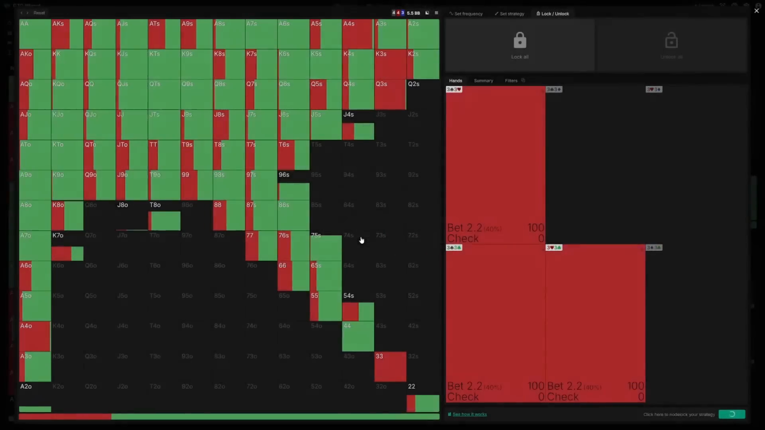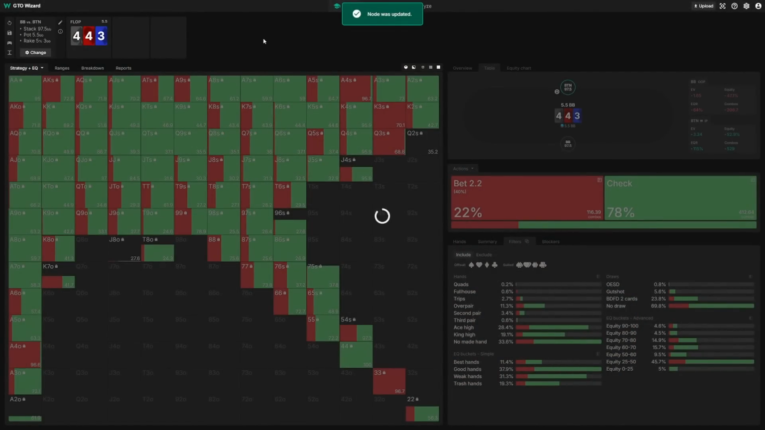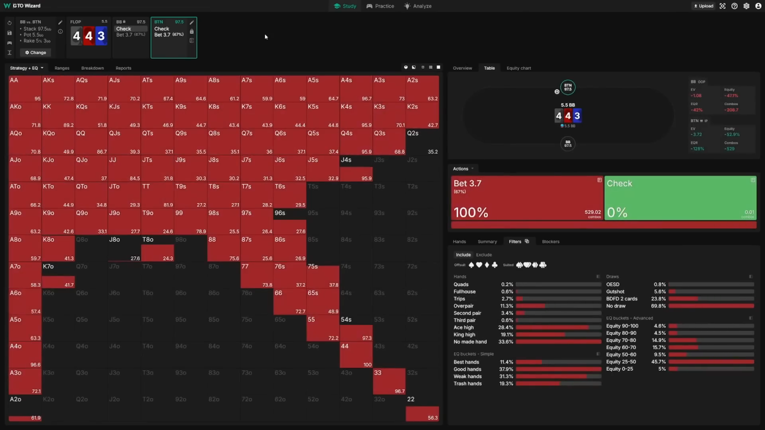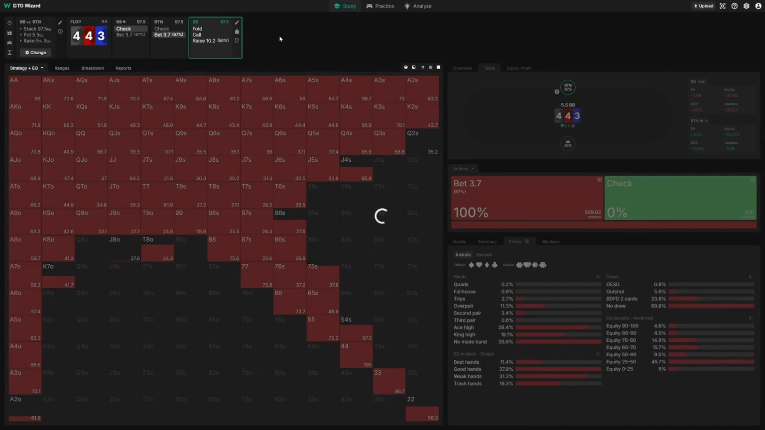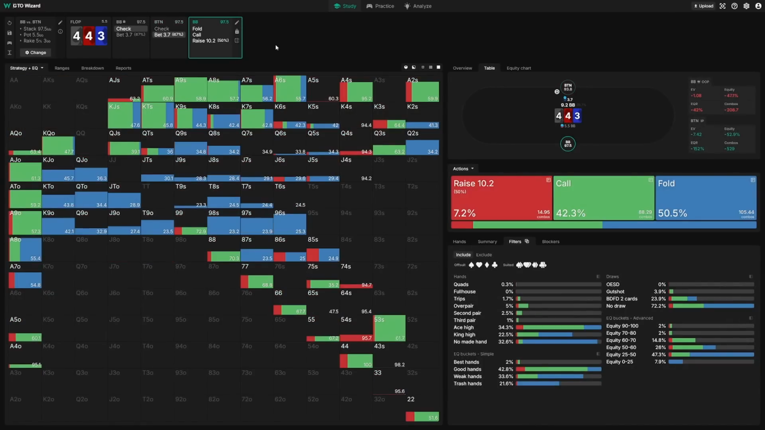We'll continue, and we'll see what happens. And now, knowing that our checking range is too weak, they just start betting any two cards for a medium size, and we have little to no defense against it, forced to fold a lot of very strong or medium strength hands here, and we lose the expected value with most of our range.